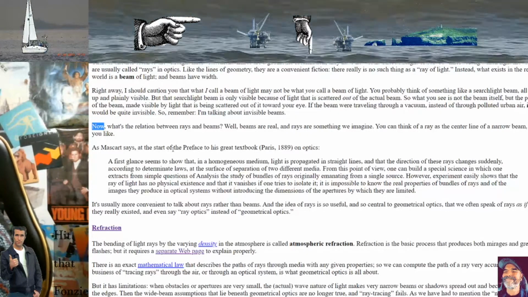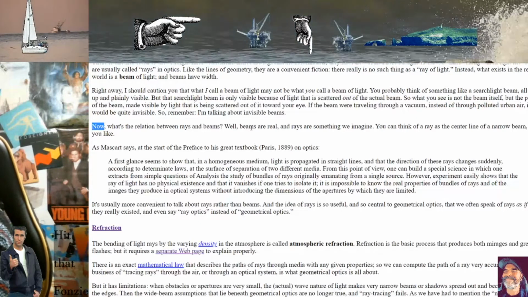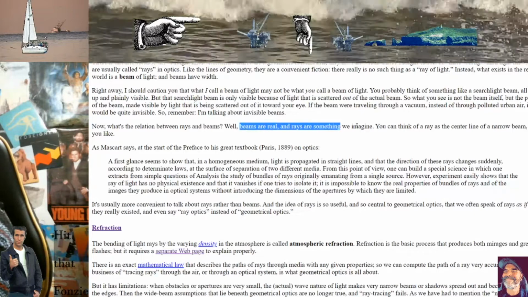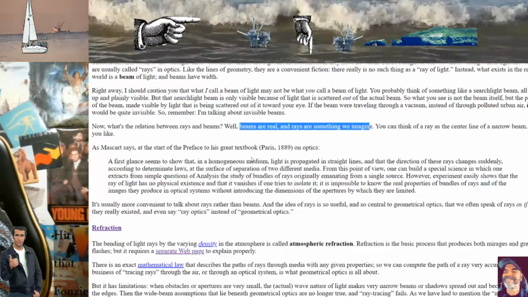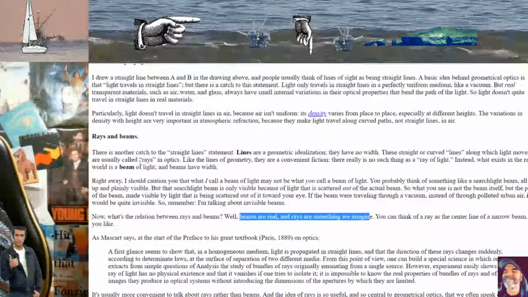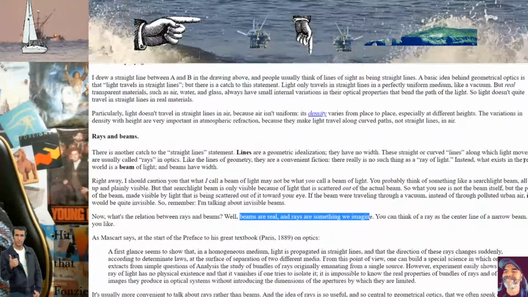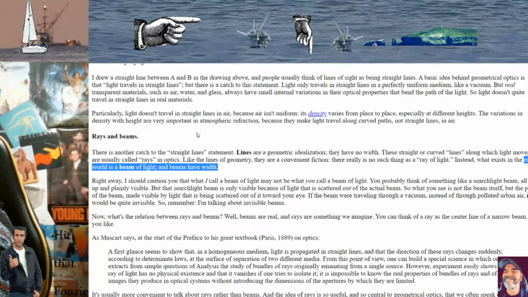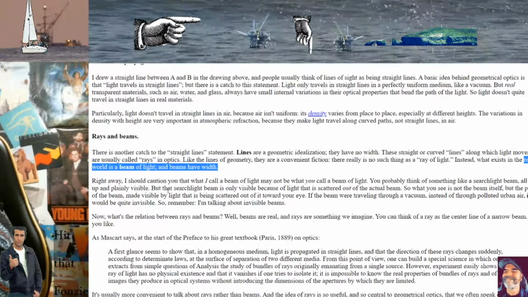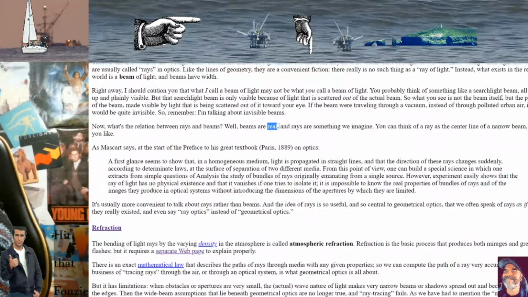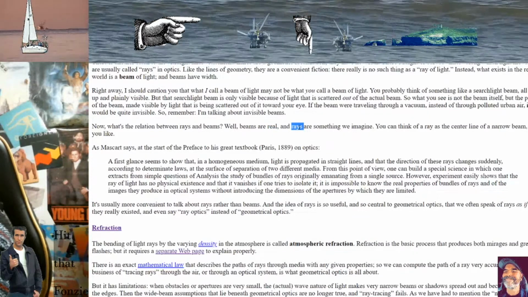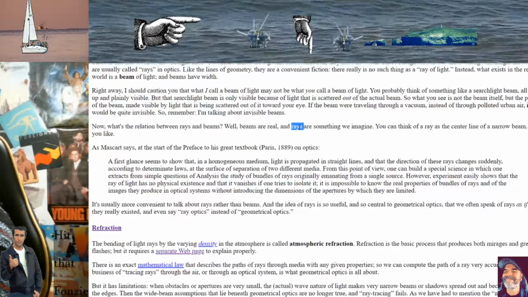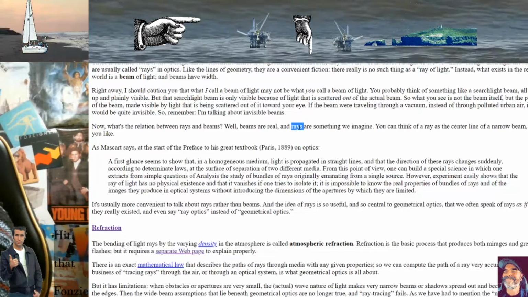Now, what's the relation between rays and beams? Well, beams are real and rays are something we imagine. But again, he hasn't proven this. Okay? We're reading this. He hasn't proven anything. He didn't give any citation to what exists in the real world is a beam of light. This is all rhetoric. All of this is just rhetoric, okay? Beams are real. Rays are something that we imagine. You can think of a ray as the center line of a narrow beam. That has no meaning. If a ray doesn't exist, there is no center line.